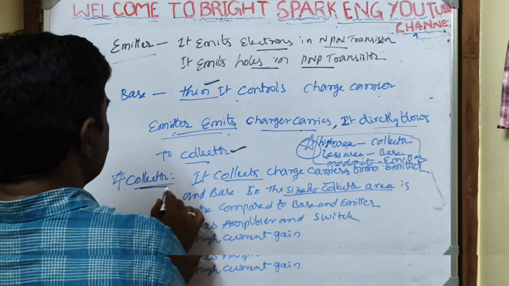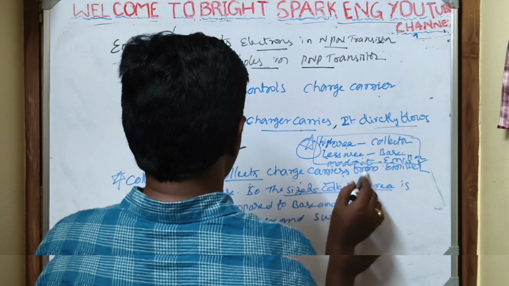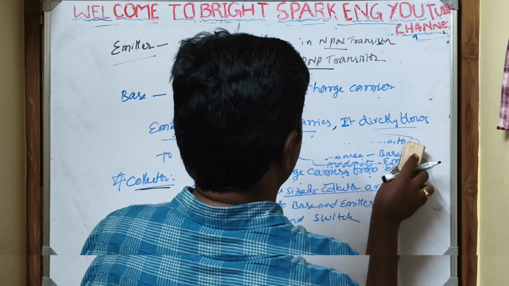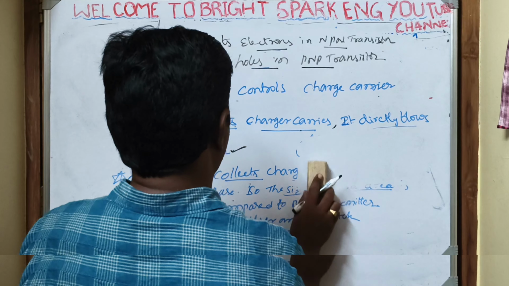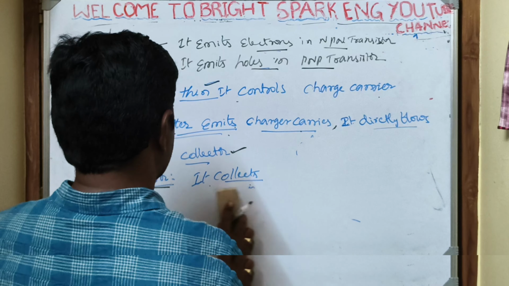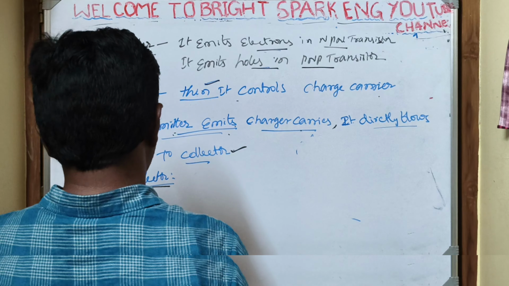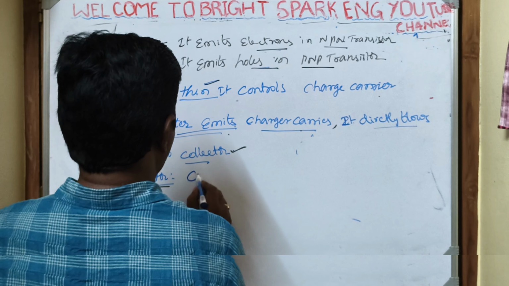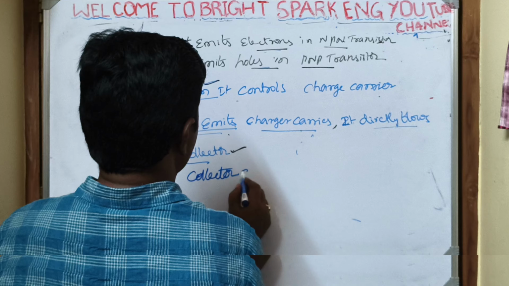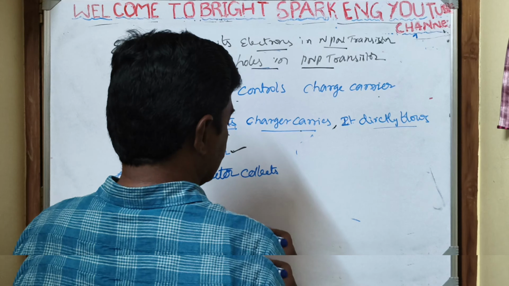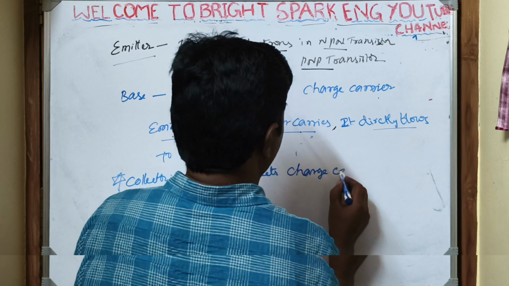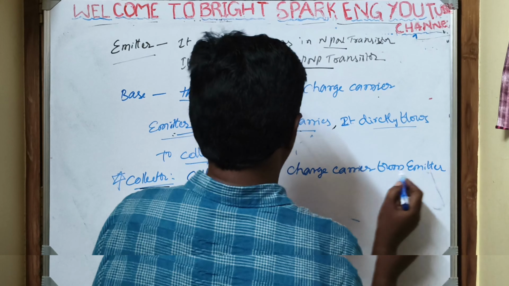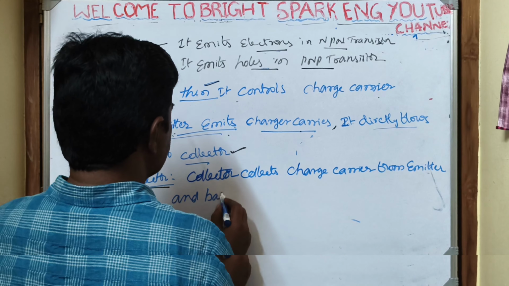This is collector. Next, collector. The collector collects the charge carriers from the emitter and base.